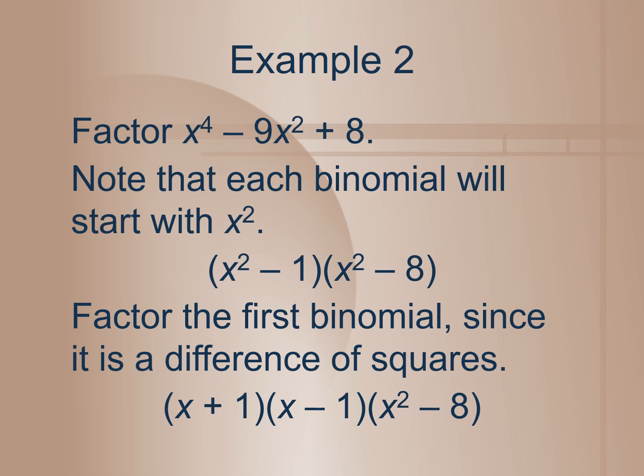And then we still have this x squared minus 8. You're like, oh, is that another difference of squares? It could be, but you have to check. So is 8 a perfect square? It is not. 8 is not a perfect square. Therefore, you cannot do difference of squares on x squared minus 8, which means we're done. This is it for example 2. This is as far as it will factor. We've got 3 factors here.